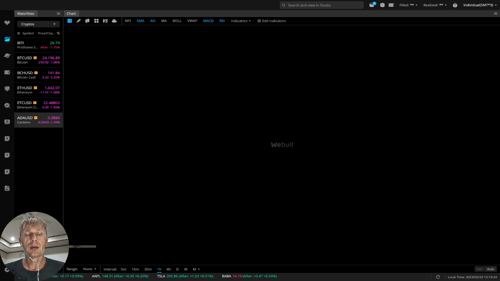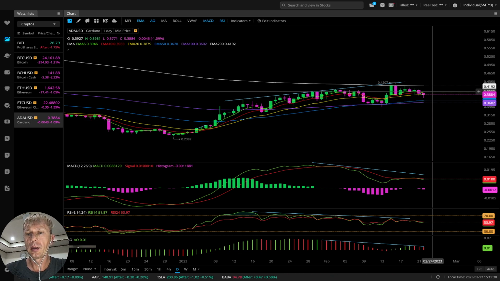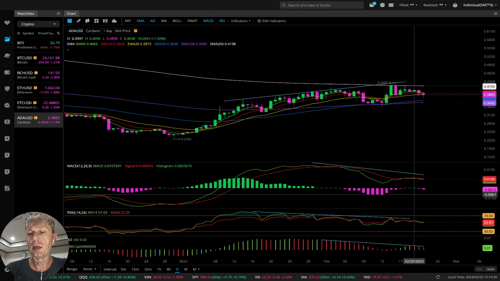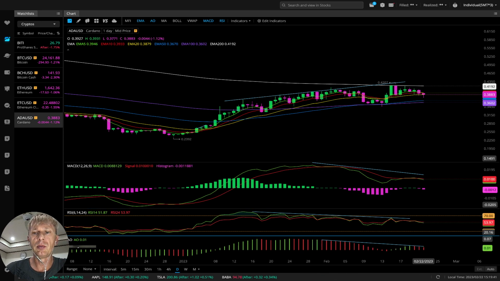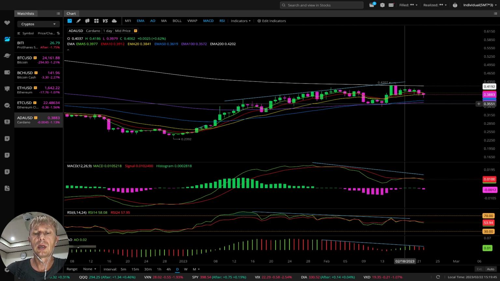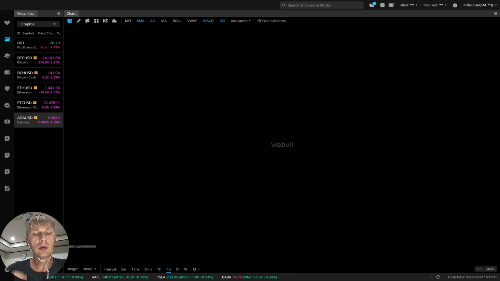Let's move to ADA Cardano daily. Daily, it already did bearish reversal, bearish crossover. MA5 did bearish crossover over 10, MACD, RSI, all indicators, they already did bearish crossover. Yeah, it's a bearish reversal signal with bearish divergences. On daily time frame, let's move to 4 hours.